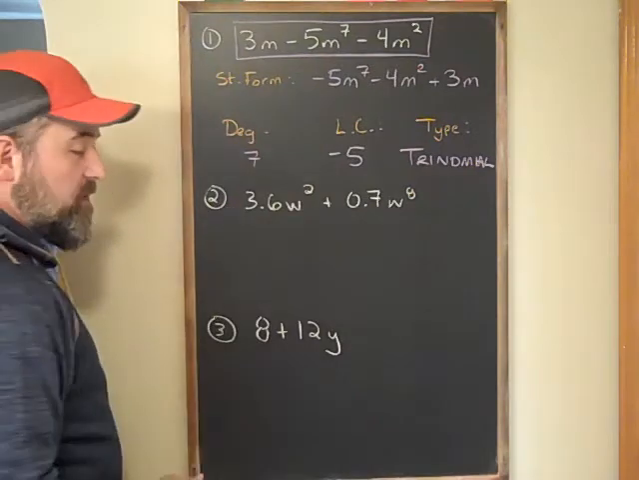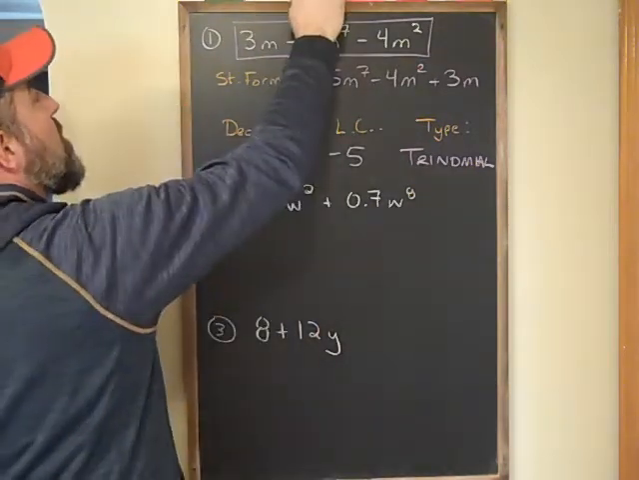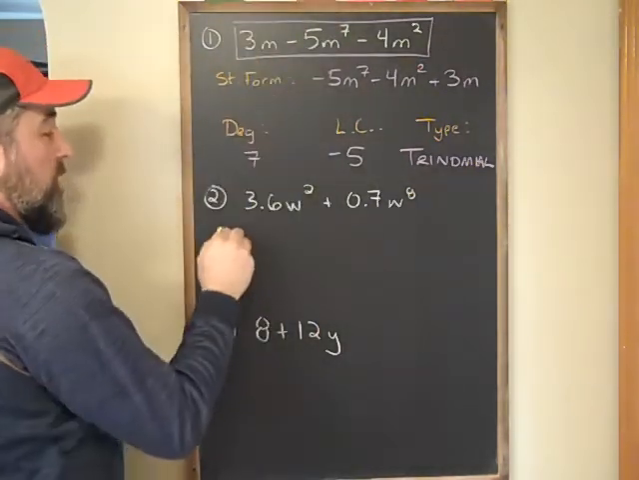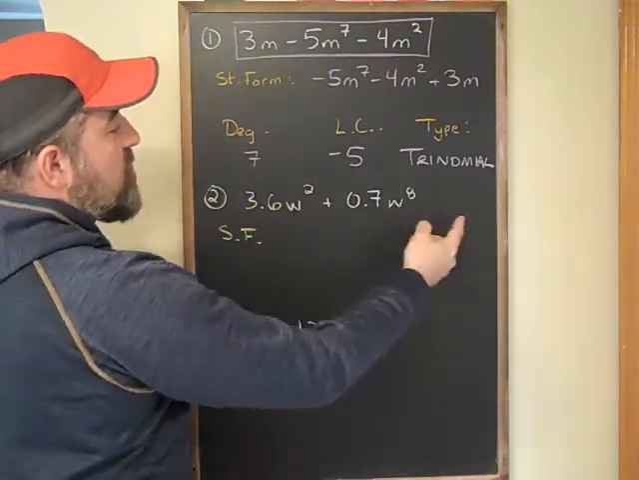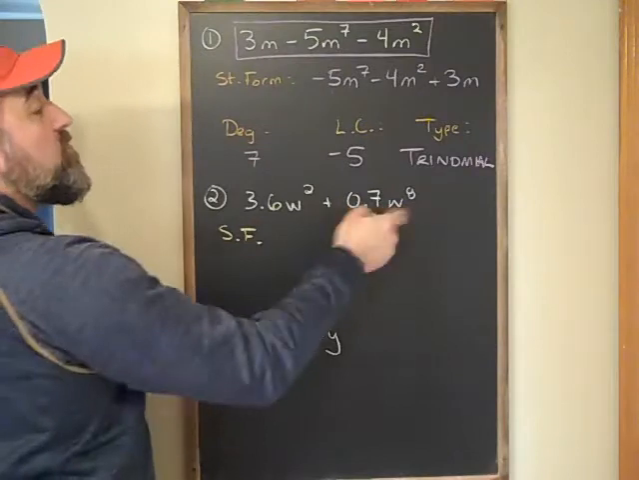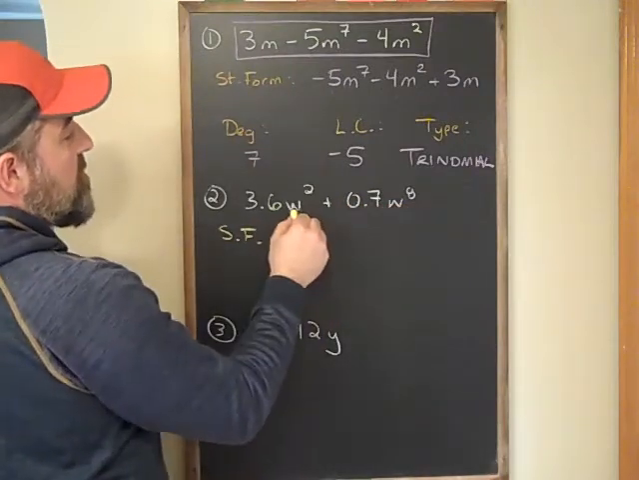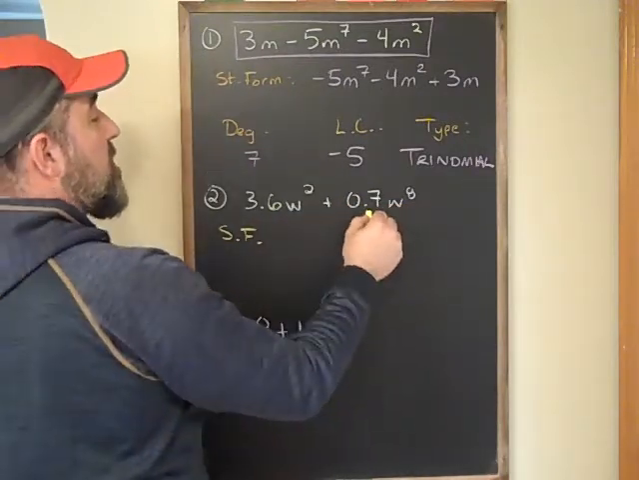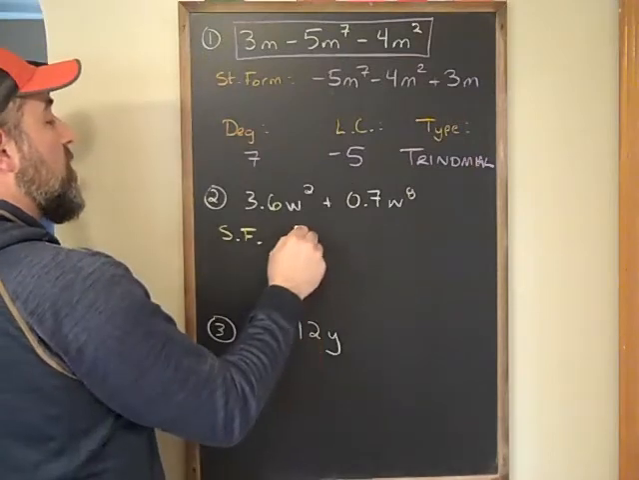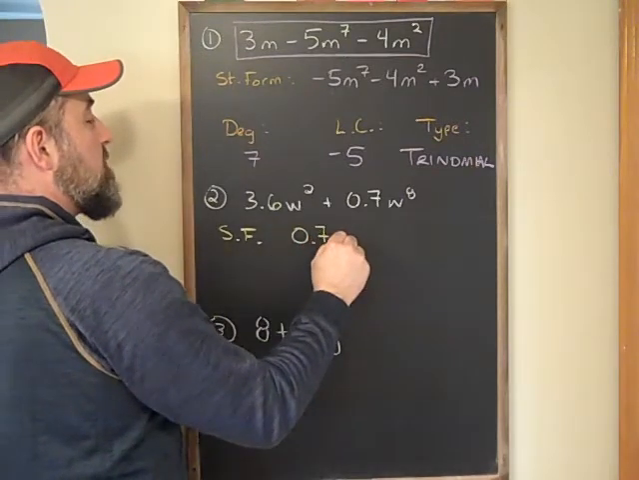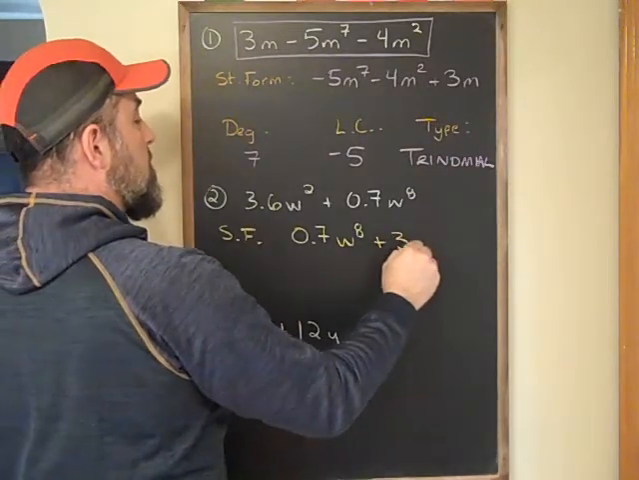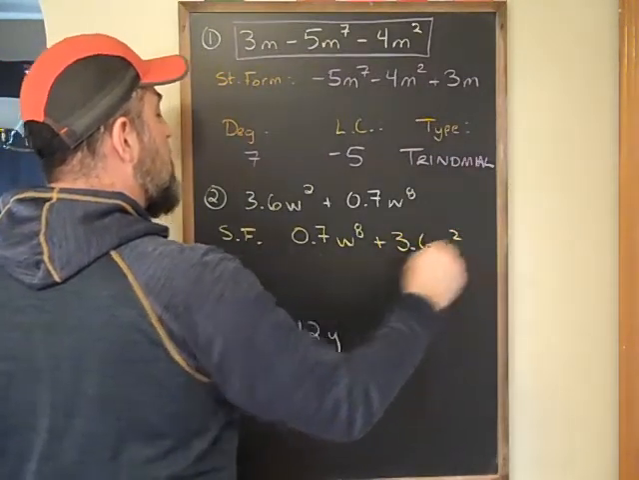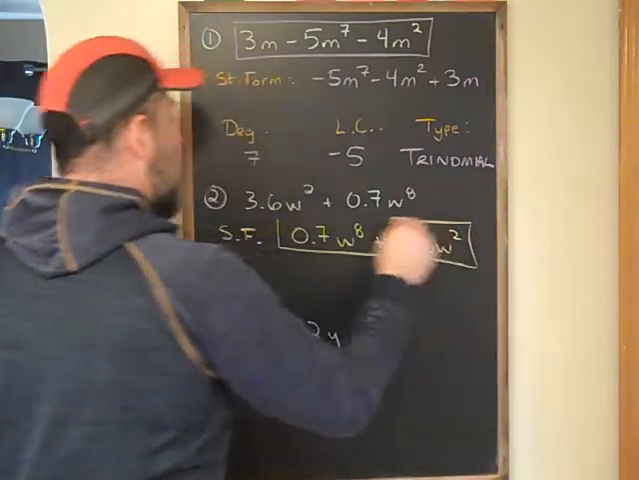Now, for this one, we have to do the same thing. We have to write it in standard form. So this is a 2-term polynomial. This term has a degree of 2. This term has a degree of 8. In standard form, we're going to write the 0.7w to the 8th, and then we're going to write this term next, 3.6w squared. There it is in standard form.